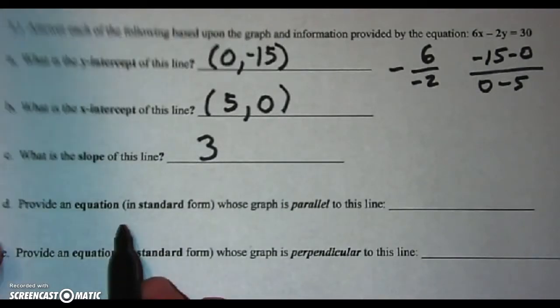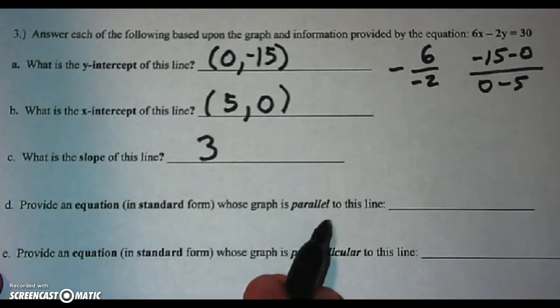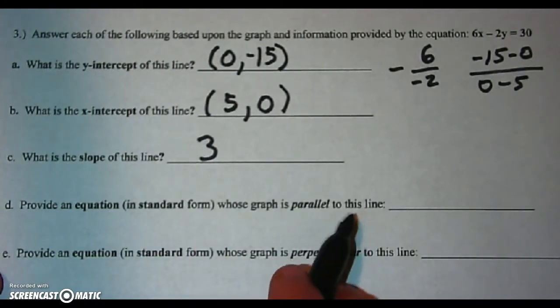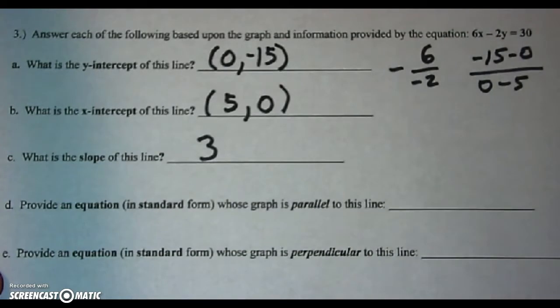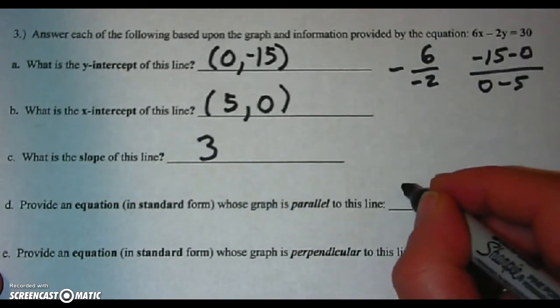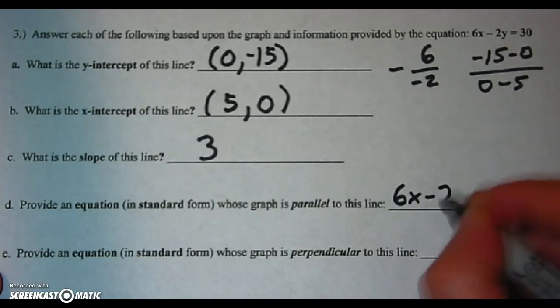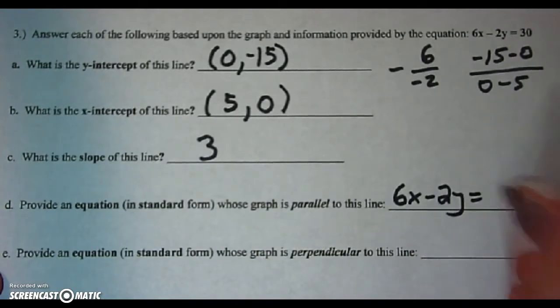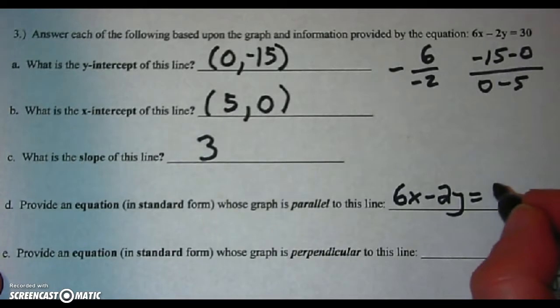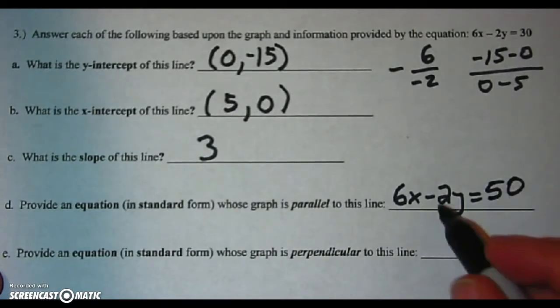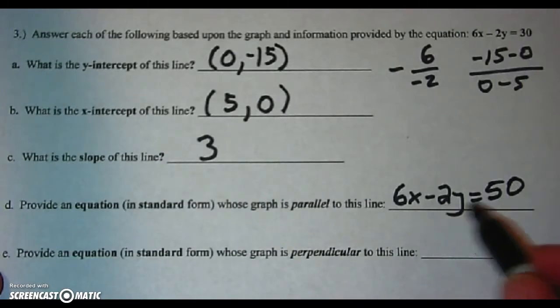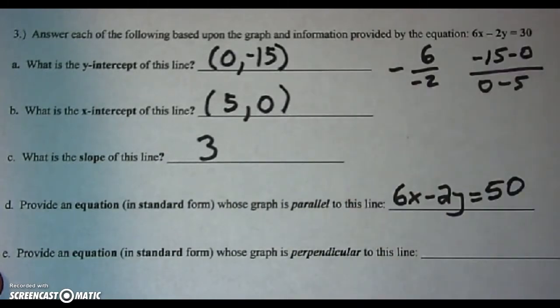Now, we're told to provide an equation in standard form whose graph is parallel to this line. So we want to have the same slope, because we know parallel lines have the same slope, different intercepts. So we could use 6x minus 2y and just change the constant on the back. Whatever, let's make it 50. Why not? Okay, and that would give us a y-intercept of negative 25. Obviously, that's different from negative 15. Same slope, different intercept, we're good to go.